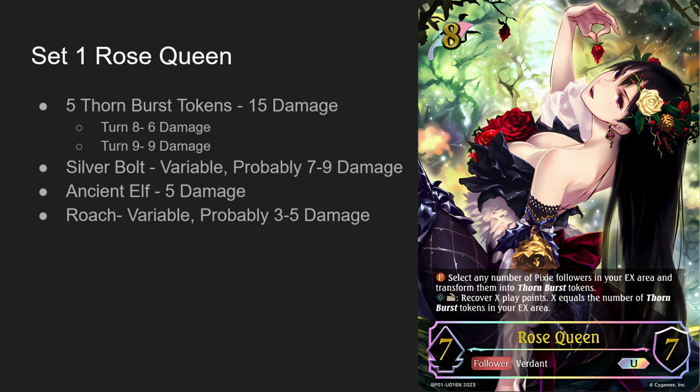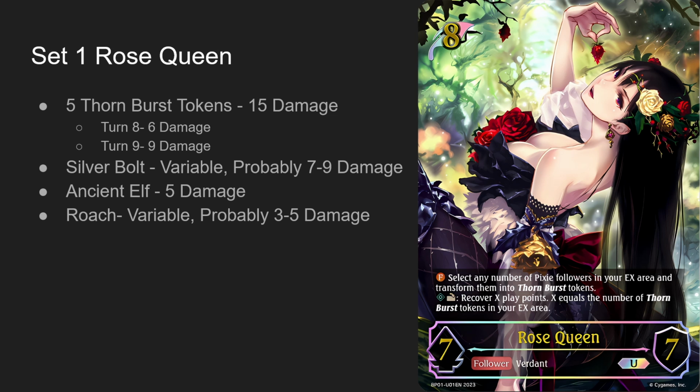But if an unexpected 4 damage came from a Rose Gardener, we can see how that risk evaluation might change. A turn 8 Rose Queen lets you play 2 Thornbursts. You're getting 6 burn on turn 8. 6 Thornburst damage plus 4 from Rose Gardener is 10. Add 5 from an early game Ancient Elf and we have 15.